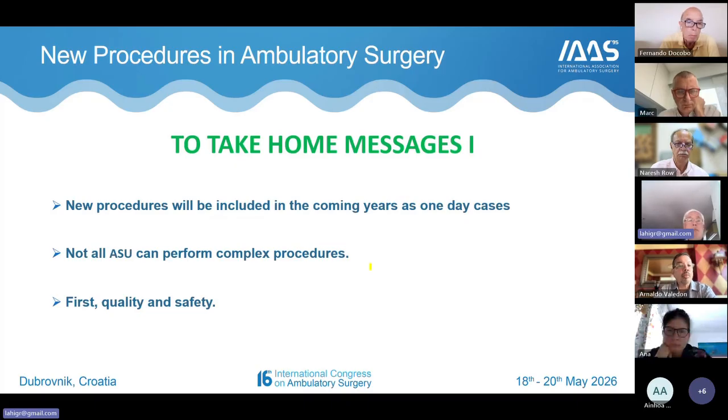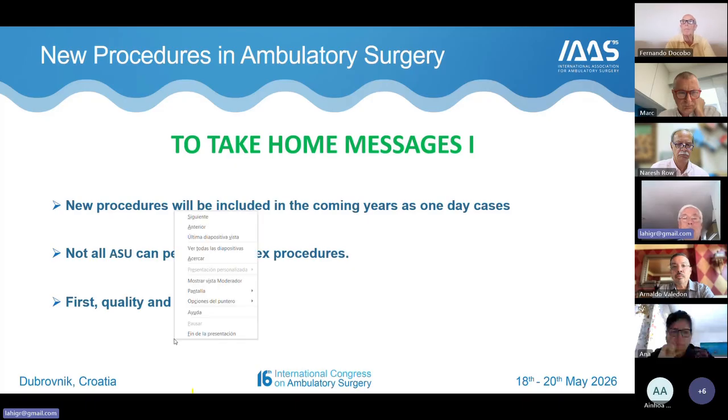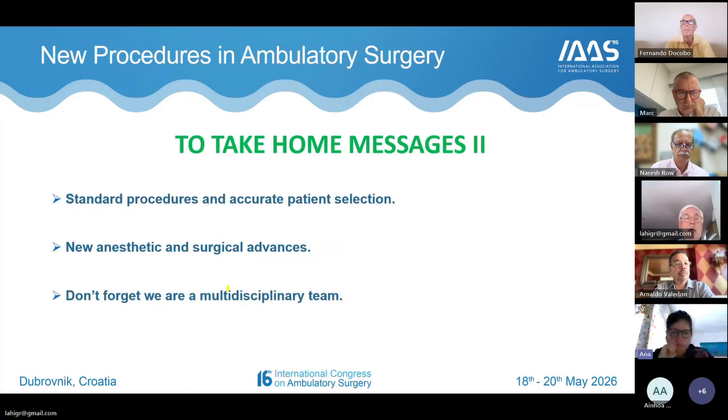Take-home messages. New procedures will be included in the coming years as one-day cases. Not all ambulatory surgery units can perform complex procedures. They need to have several characteristics. First, quality and safety. We need standard procedures and accurate patient selection. The role of new anesthetic and surgical advances. And don't forget we are a multidisciplinary team.